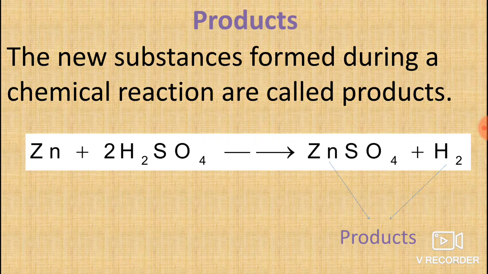Okay, now we'll see about products. The new substances formed during a chemical reaction are called products. So here see what new products we obtain: zinc sulfate and hydrogen gas, which are present on the right side of the equation. The substances present on the right hand side of the equation are called products.